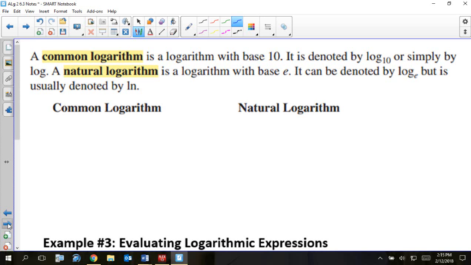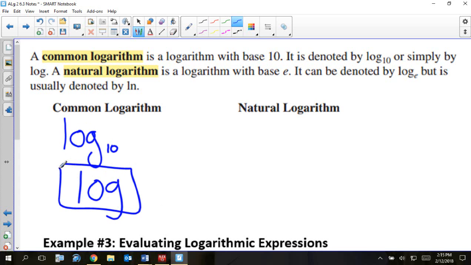Okay. That's it. Next, I was just talking about a common logarithm. It's a logarithm with base 10. If you need to use log base 10, you're going to just write log. We don't write log base 10 because we all know that's a common logarithm, so we write log.